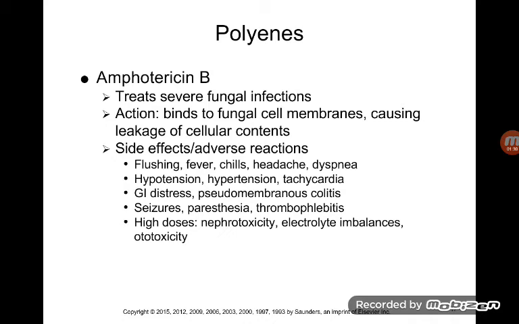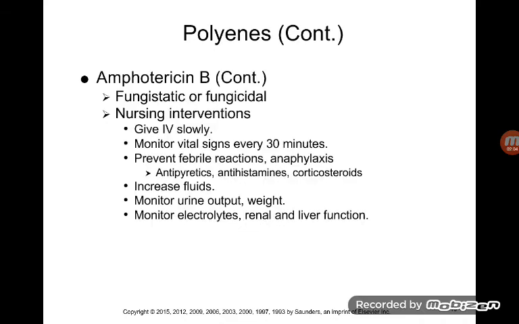Amphotericin B treats severe fungal infections. It binds to the fungal cell membrane, causing leakage of cellular contents. Side effects of polyenes include fever, chills, headache, dyspnea, hypotension, hypertension, tachycardia, GI distress, pseudomembranous colitis, seizures, paresthesia, thrombophlebitis, and high doses can cause nephrotoxicity, electrolyte imbalances, and ototoxicity. I have seen seizures in someone receiving amphotericin B at the ICU. So it's fungistatic or fungicidal.